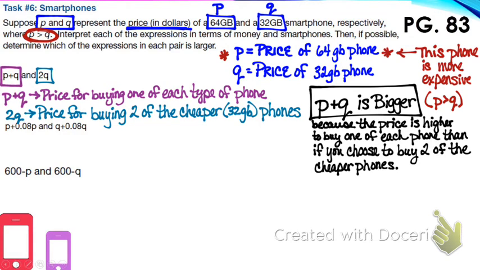So, next set of expressions. I've got P plus 0.08 P. Why in the world would you take P and add it to 0.08 P? What'd you say? Discount? Would this be making the price go up or down? How do you know? It's adding, so the price is going up. So it's probably not a discount, but if it was minus, it would be a discount, yes.